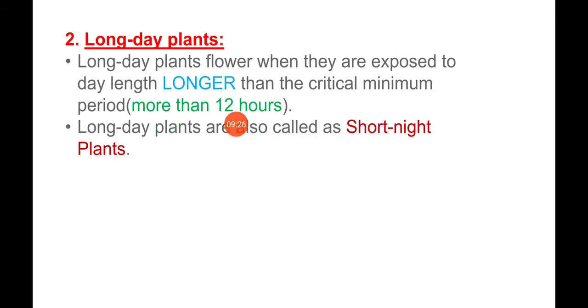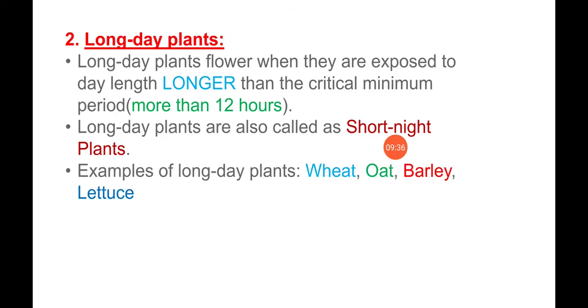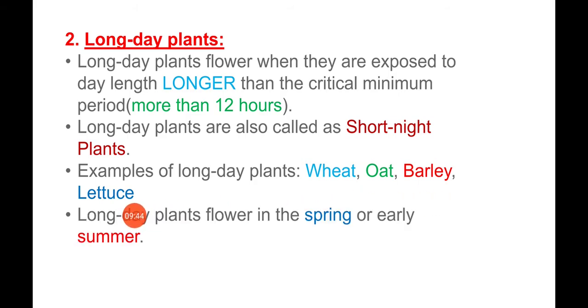Okay, these plants are also called short night plants. They require short nights, long days, so they are called short night plants. Next, examples for long day plants are wheat, oat, barley, lettuce, etc. Okay. Next one, long day plants flower in the spring or early summer.